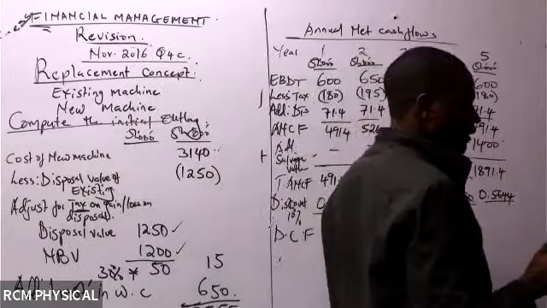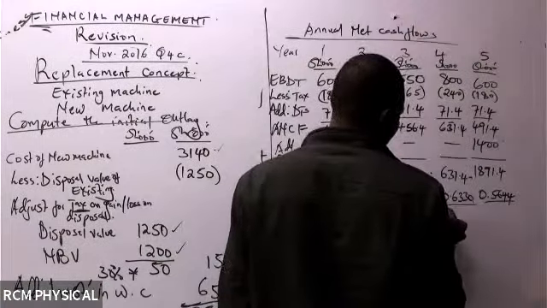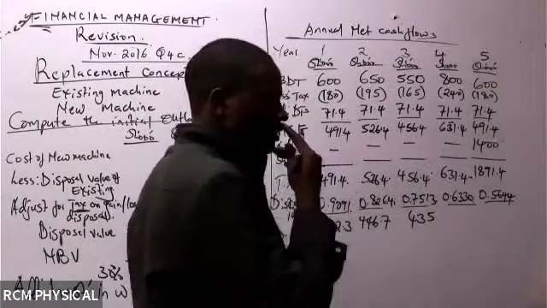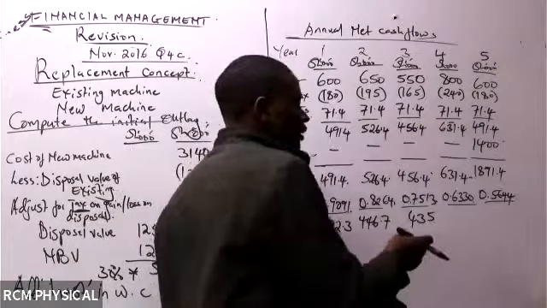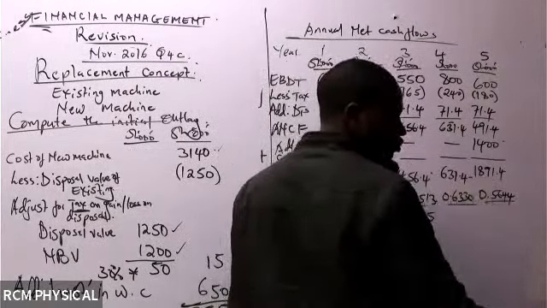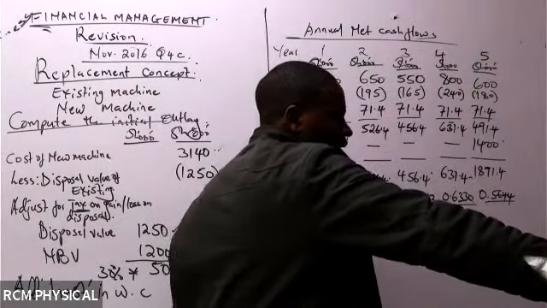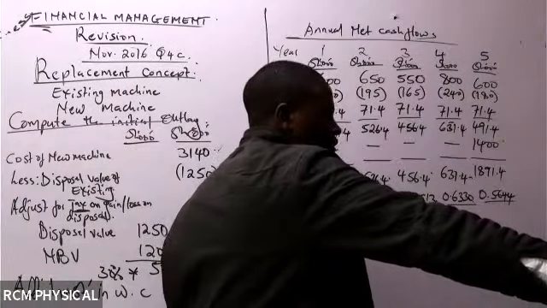Nipatie hiyo nyingine. 435. Inasonga tuna zenye nipatie pale. Patia ya vizia. Hii iko correct. Na mtu niona anipatia 6209. 6209. Kama iko sawa, you continue and give me the total.